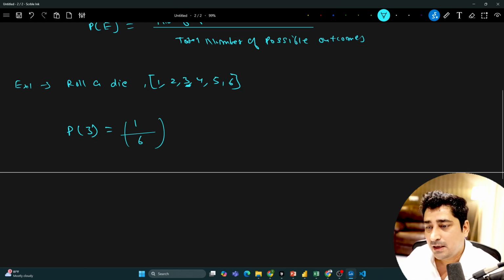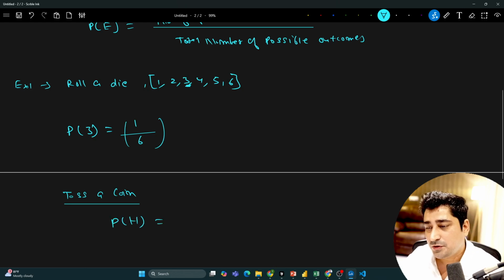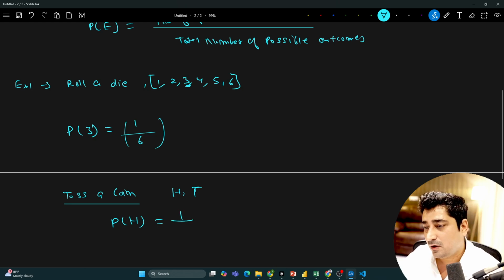Similarly, if I'm going to toss a coin, we all know that with respect to a coin there will be a head and there will be a tail. These are the only two outcomes that you can expect, not a hung one, by the way, where you can get head and tail both. So what is the probability of getting head? Obviously this is going to be 1 by 2. It's a 50% chance that you are going to get a head.